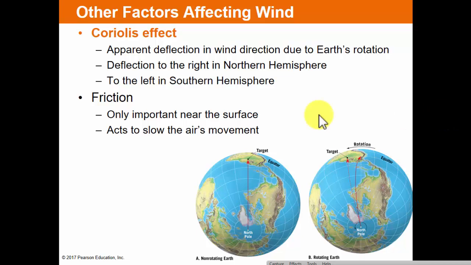The Coriolis force is the apparent deflection in wind direction due to the Earth's rotation. In the northern hemisphere, it's directed to the right. In the southern hemisphere, it's directed to the left. And so again, if you're at the North Pole and you're going south, the Earth is spinning underneath you. And so as something moves to the south, the Earth spins underneath it, and it appears as though it's being deflected to the right. And while this is the simplest illustration to show graphically, this happens in all directions. If you're in the northern hemisphere, whether you're going south, north, east, west, you're going to see an apparent deflection to the right.